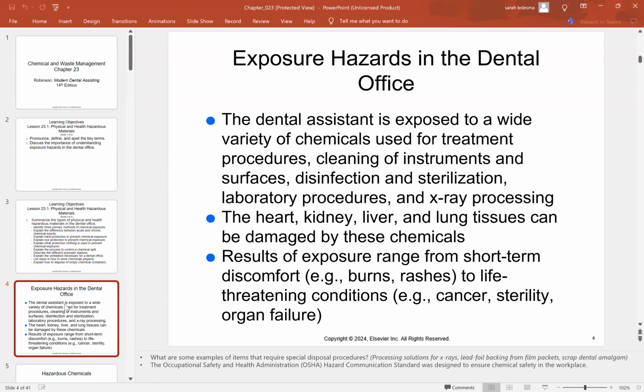The dental assistant is exposed to a wide variety of chemicals used for treatment procedures, cleaning of instruments and surfaces, disinfection and sterilization, laboratory procedures, and X-ray processing. The heart, kidney, liver, and lung tissues can be damaged by these chemicals. Results of exposure range from short-term discomfort like burns and rashes to life-threatening conditions, cancer, sterility, and organ failure.